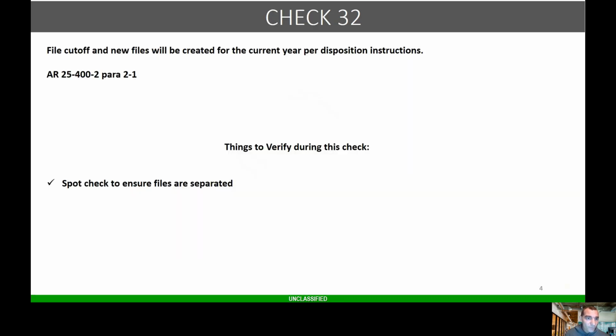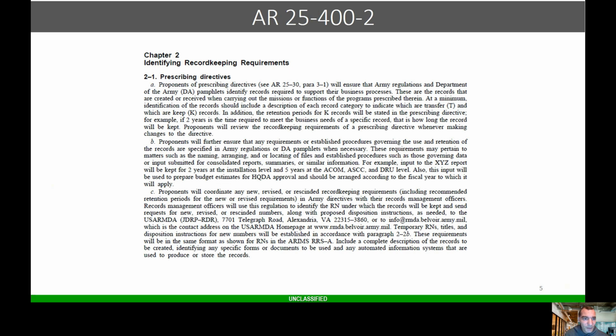Check 32, file cutoff, new files will be created for the current year disposition instructions. Like I said, AR 25-400-2, paragraph 2-1, okay? So like I said, I'm just going to spot check files. So here it is right here, talking about the proponents, about the records and how to retain and so forth. All right. So like I said, if you want to reference, this is 2-1, 25-400-2.